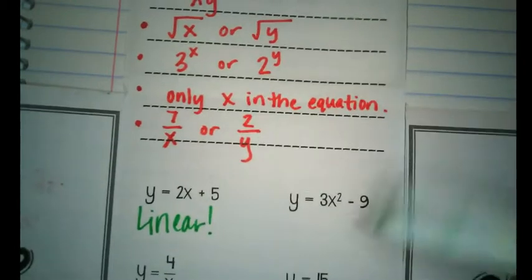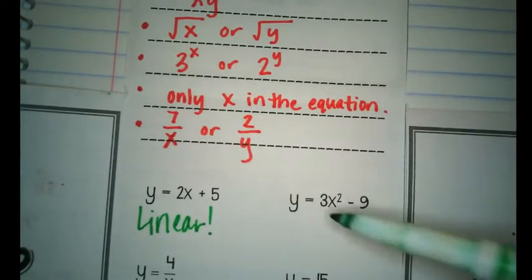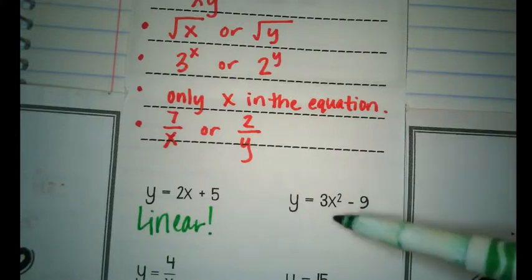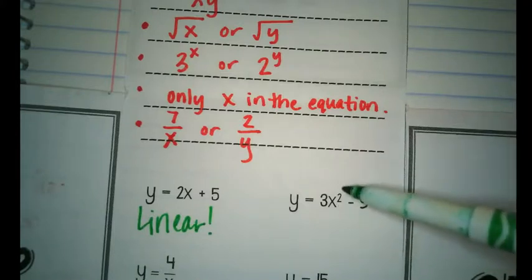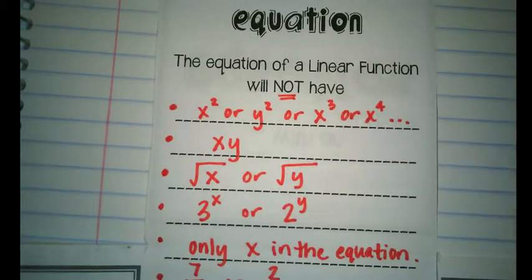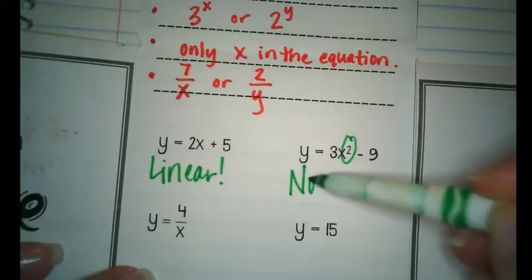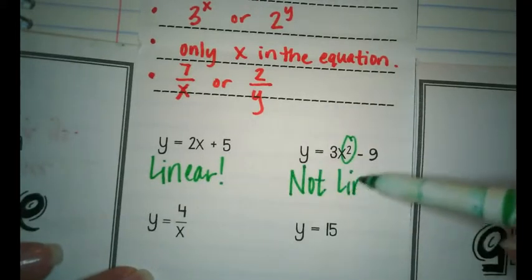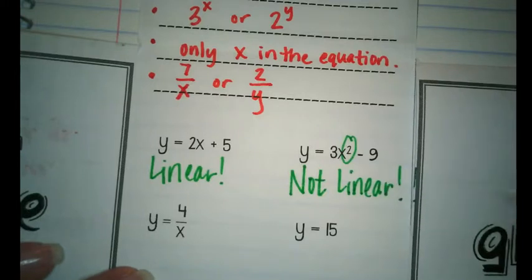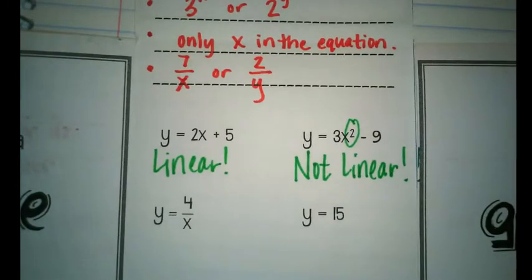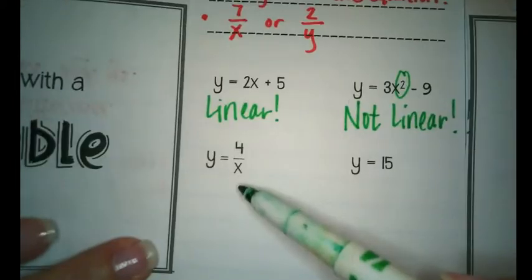All right, next one, right here. So we look at this equation, y equals 3x squared minus 9. Well, we have an x squared. So that's our first one. We cannot have exponents on our variables, and we do. So this one is not linear. It can still be a function, it's just not a linear function.